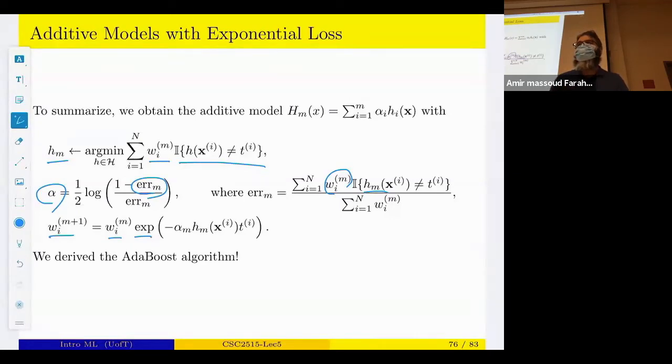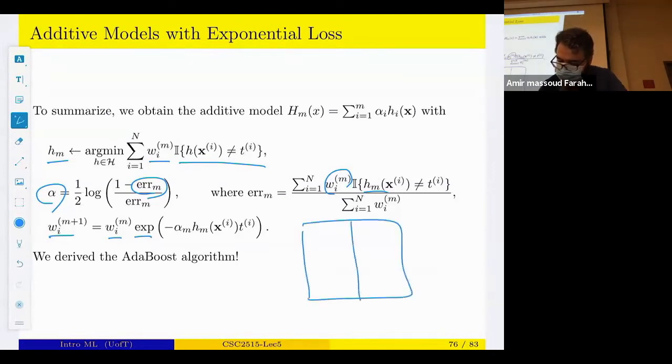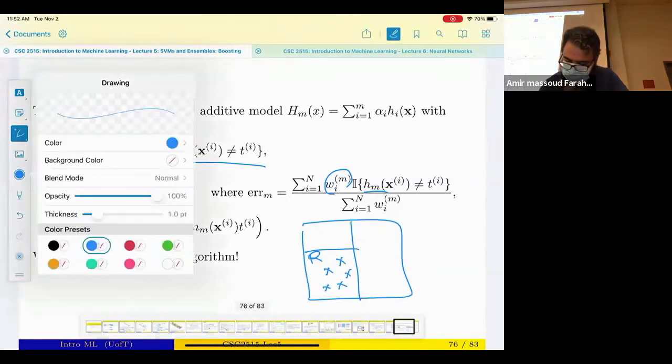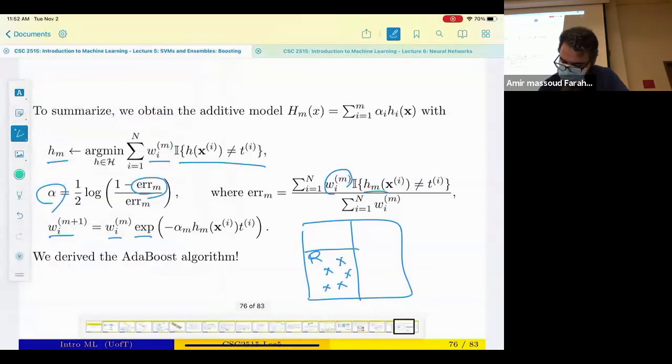Okay, so maybe I'll just briefly say, since some of you have the question. Suppose, remember in decision trees, we had these different regions. Maybe in one of the regions, we have crosses and circles.